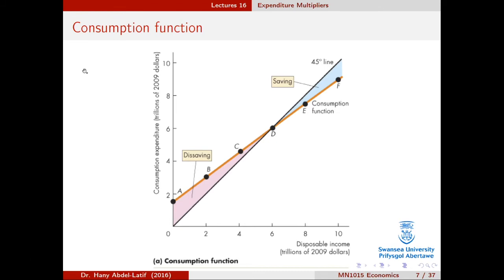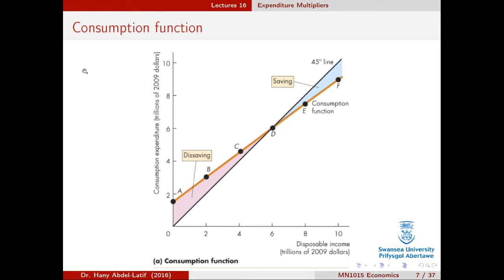And as I said, that is the significance, or the importance, of this 45 degrees line, because any point on this line means that disposable income equals consumption, and that is exactly what we see at point D. So at that point, consumption expenditure equals exactly disposable income.